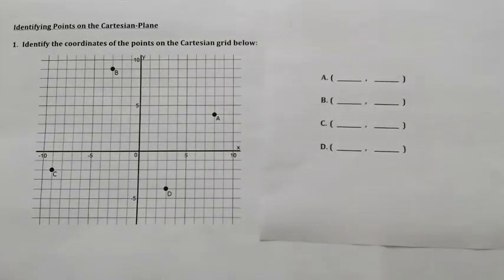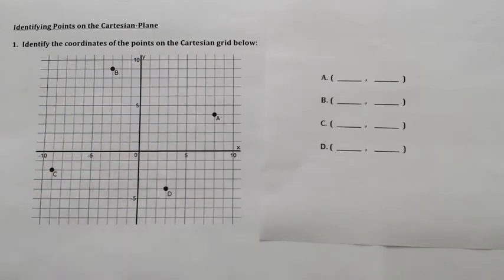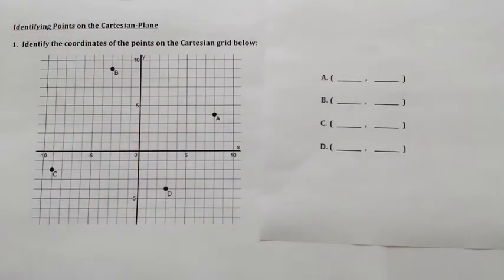Okay, we're looking at identifying points in the Cartesian plane. This is question number 1, and the question is pretty straightforward. Identify the coordinates of the points on the Cartesian grid below. And you'll just notice a quick format issue. I've got my answers over here on the right while yours are down below.